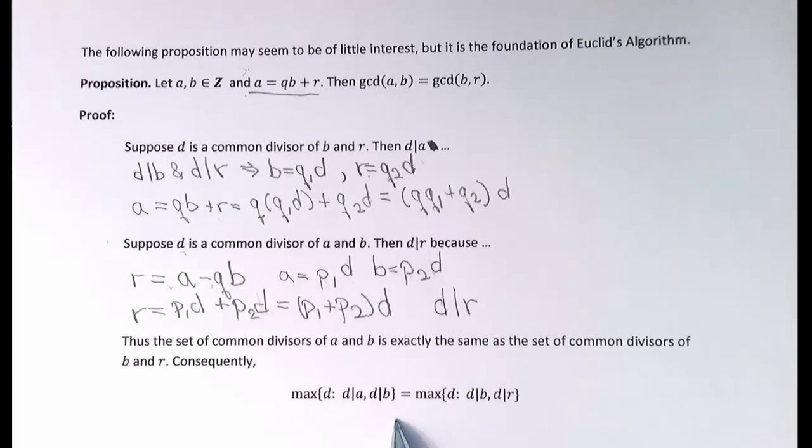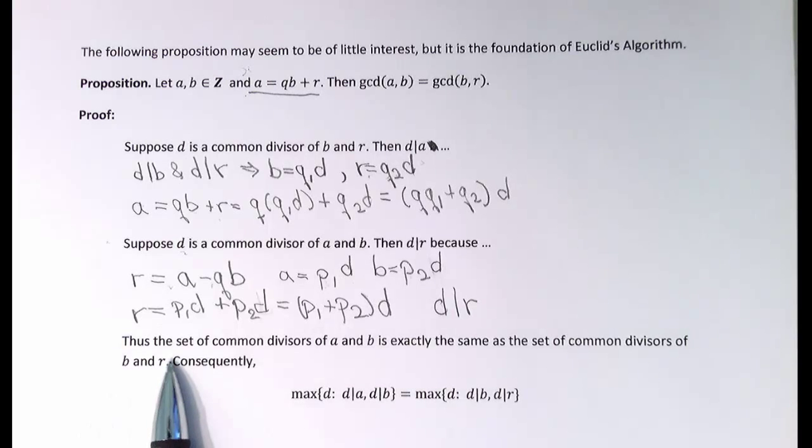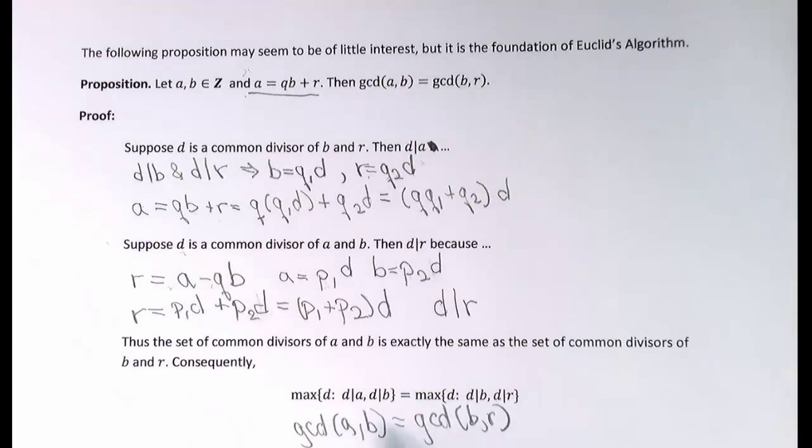We've thus shown that the set of common divisors of a and b is exactly the same as the set of common divisors of b and r. Consequently, the maximum of these two sets is the same since the sets are the same. Well, that is telling us then that the GCD of a and b is equal to the GCD of b and r. But that's what we were trying to prove.